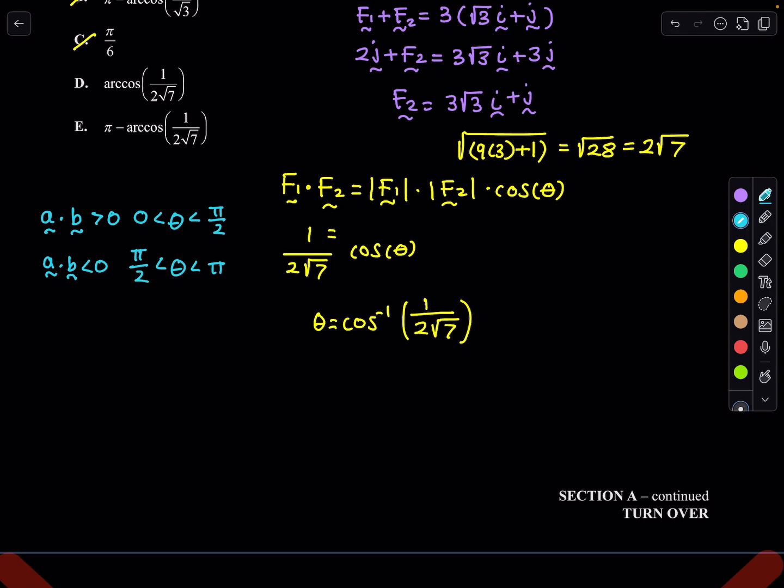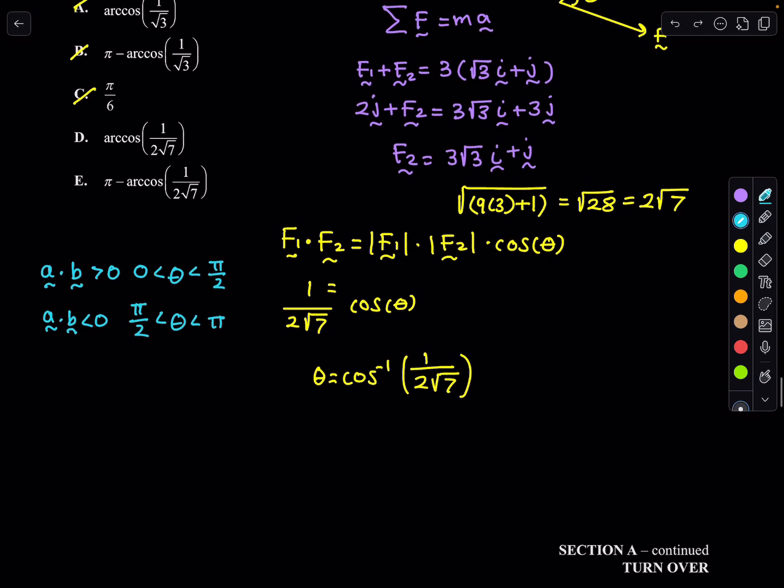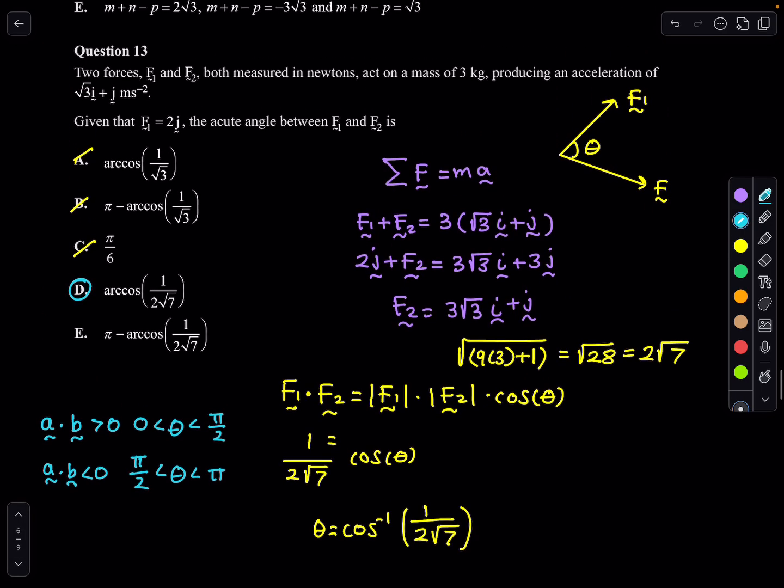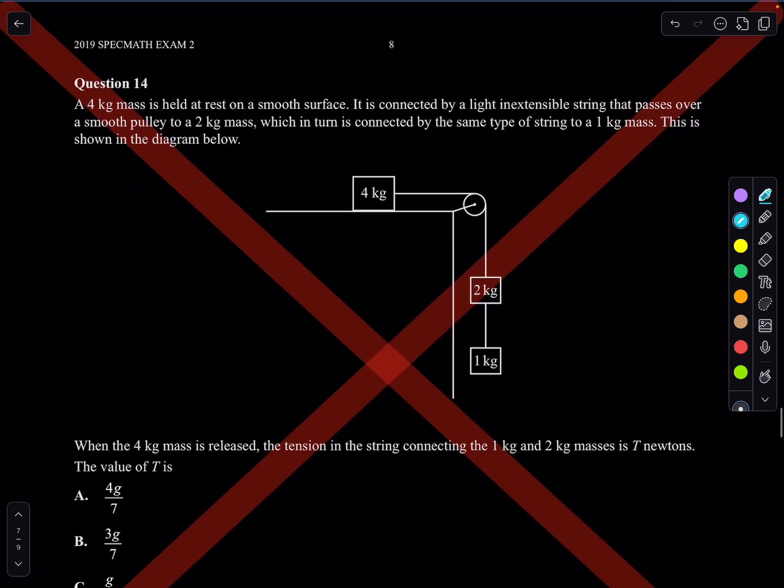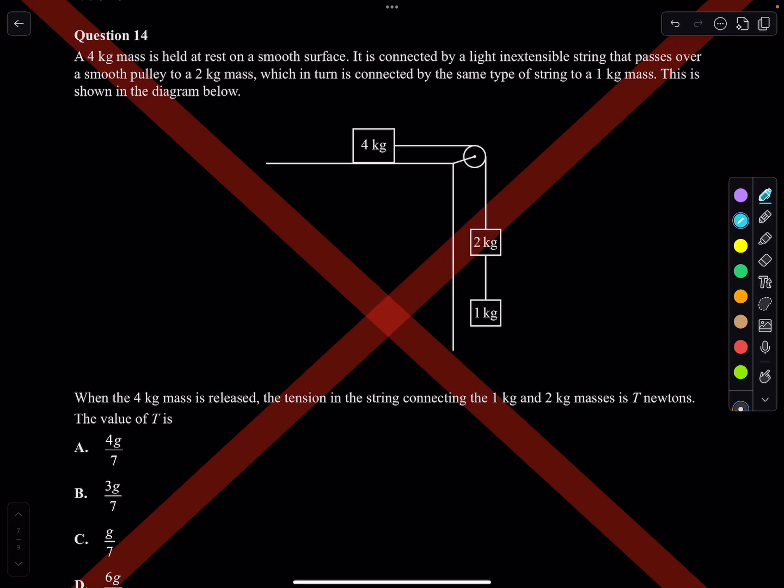Well, didn't we find out the dot product for this one was 2, which is positive? So it's actually the acute angle. So we just leave it as what it is right over here as our answer, which is cos inverse of 1 over 2 root 7, which looks like question 13D. Beautiful.